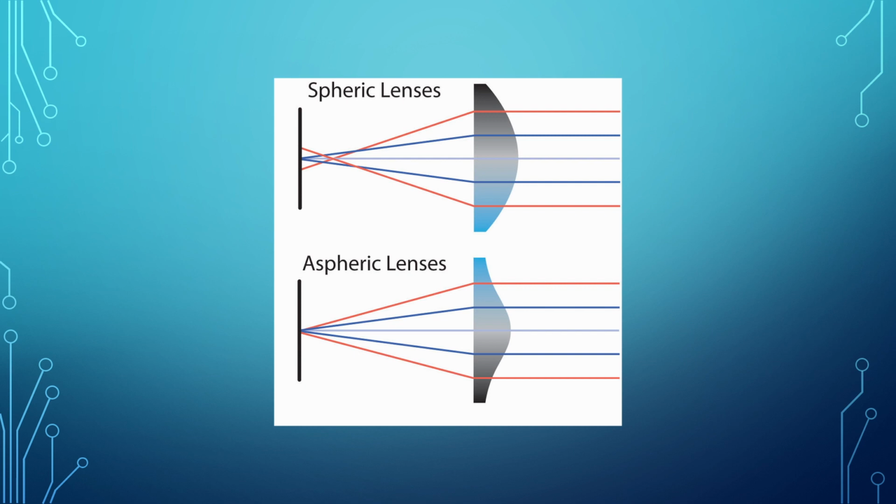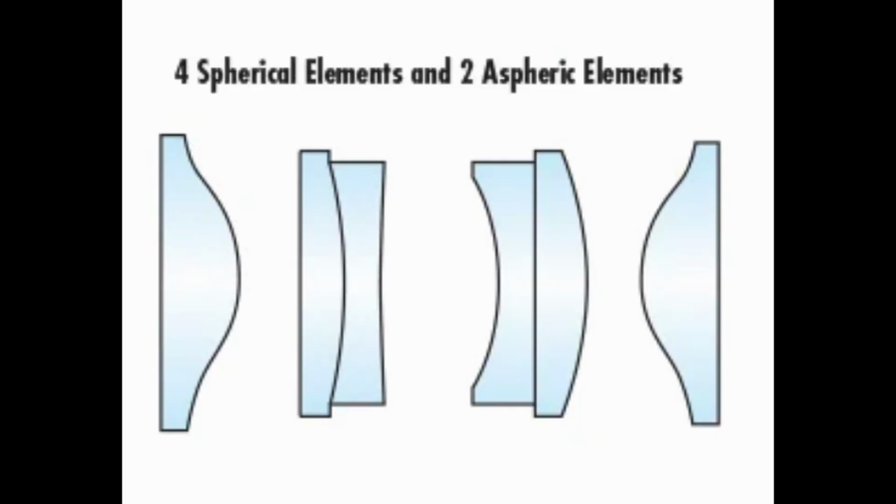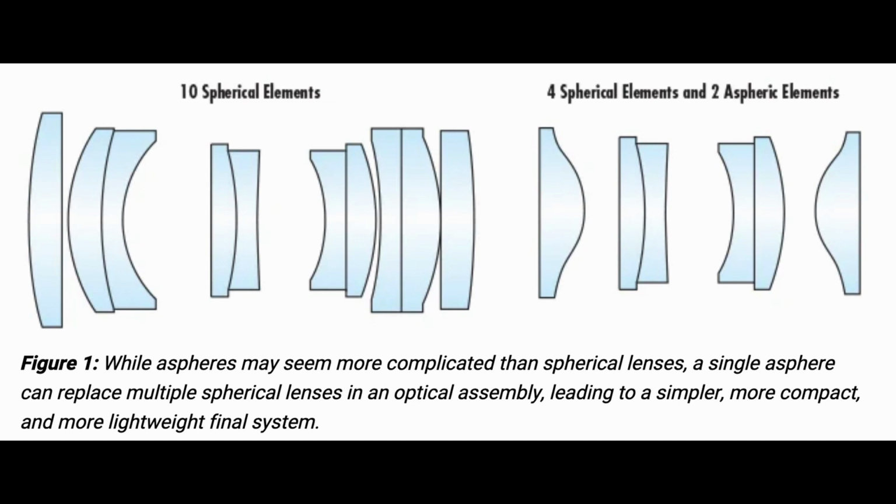Why do we care about this? Well, because aspheric elements can give you better quality lenses. So when you're buying lenses, see if it has aspheric elements, because it means it'll have fewer elements inside, they'll have a sharper image, but they're harder to make because they can't be ground, they have to be molded.